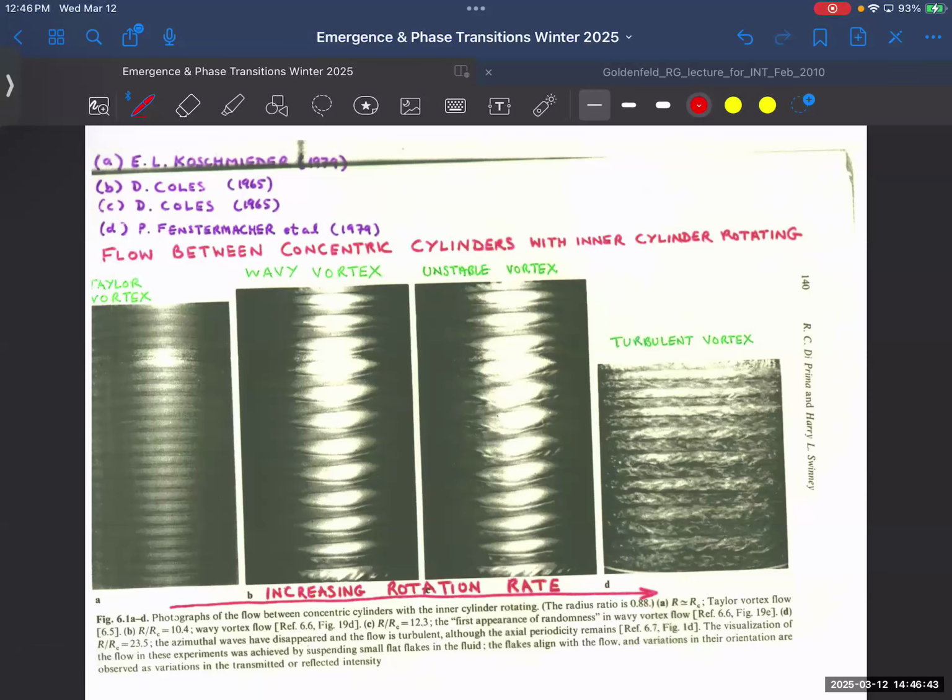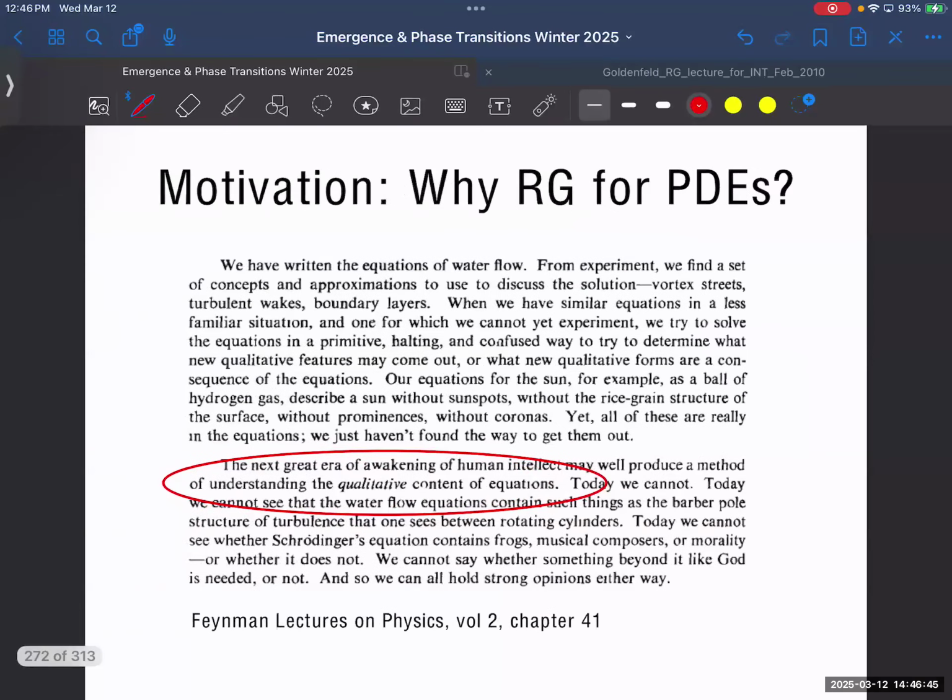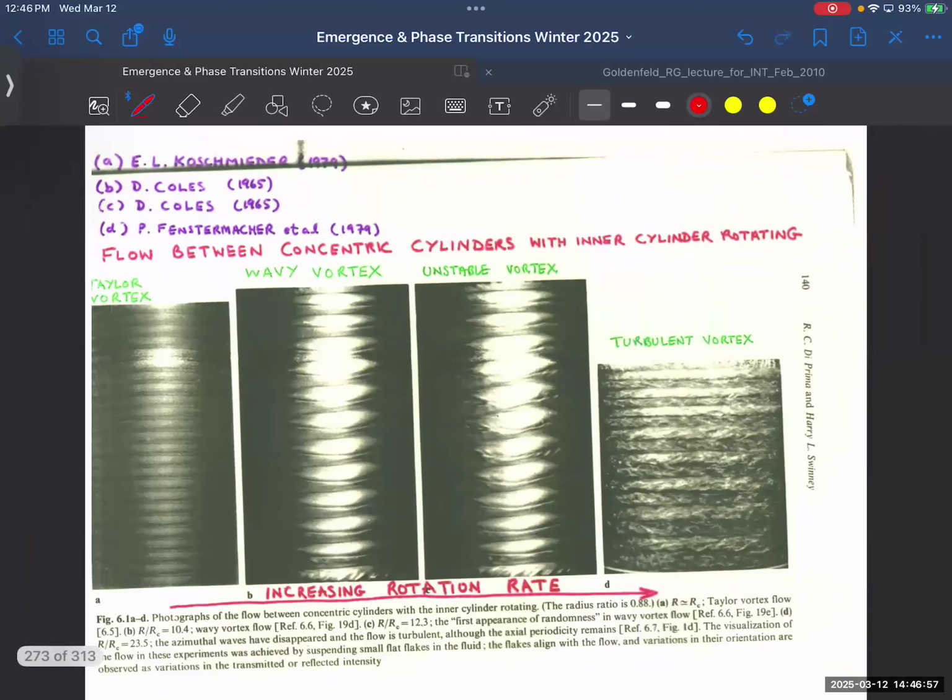Here's an example that he talked about. He mentioned that we cannot see that the water equations contain such things as the barber pole structure of turbulence that one sees between rotating cylinders. So here are rotating cylinders. You have an inner cylinder and an outer cylinder. The cylinders can rotate with respect to each other. The outer one is made out of glass or something, so you can see through it. And you can see that the fluid, instead of just going round like a rigid body, actually develops these vortices that you can see here.